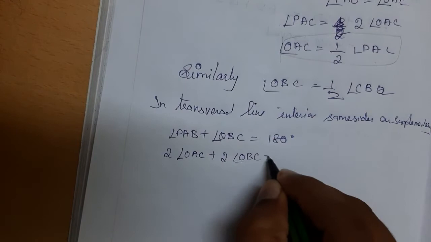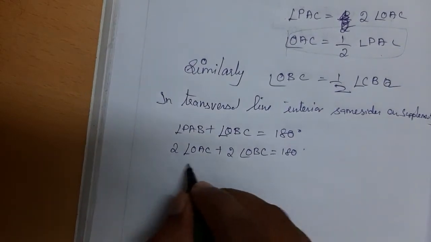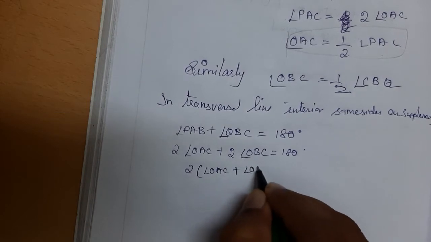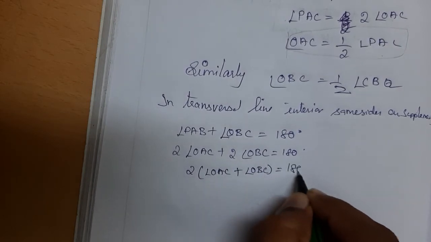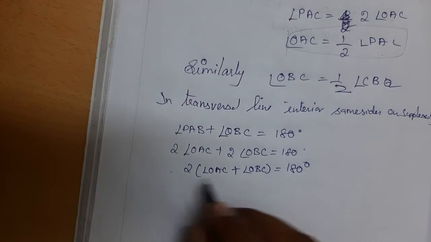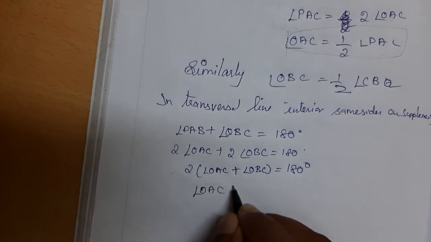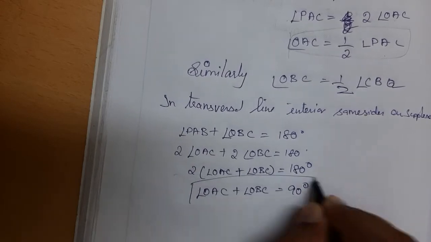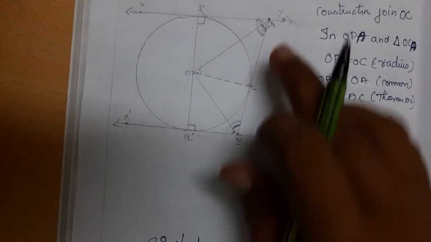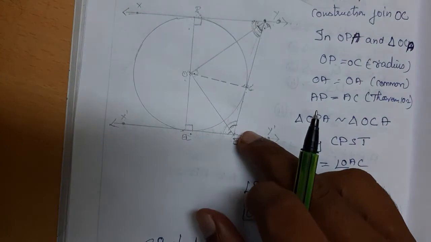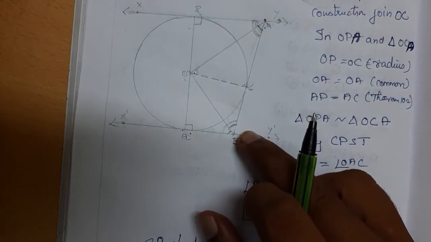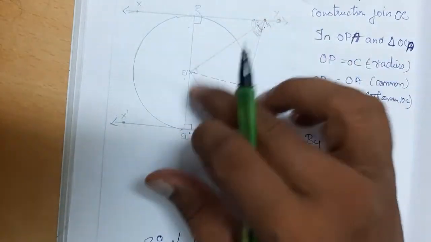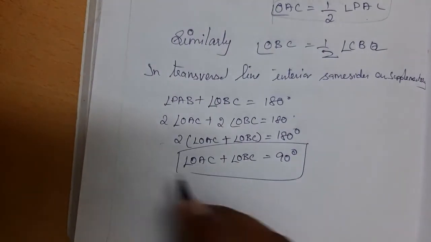2 times angle OAC plus 2 times angle OBC is equal to 180 degrees. If you take 2 common outside, 2 times angle OAC plus angle OBC is equal to 180 degrees. So 2 will be divided, so it will be 90 degrees. Angle OAC plus angle OBC is equal to 90 degrees. So now we know that the sum of these two angles is 90 degrees.